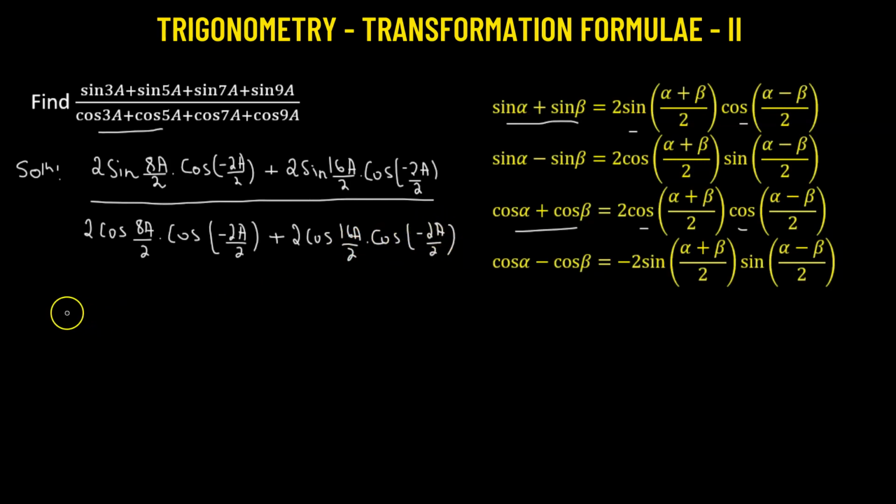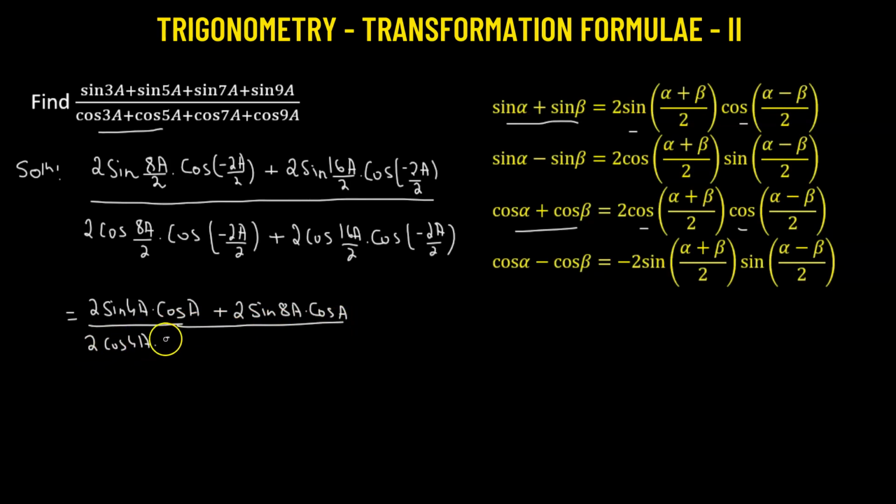Fine. So this will be equal to 2 times sine of angle 4a times cosine of angle negative a, but cosine is an even function. So cosine of negative a will be simply positive cosine a, plus 2 times sine of angle 8a multiplied to cosine of angle a, divided by 2 times cosine of angle 4a times cosine of angle a plus 2 times cosine of angle 8a multiplied to cosine of angle a.